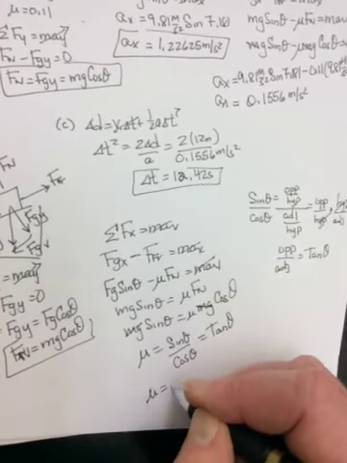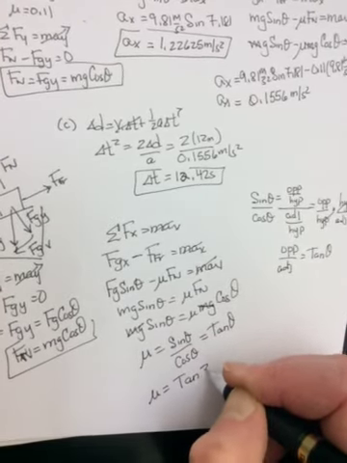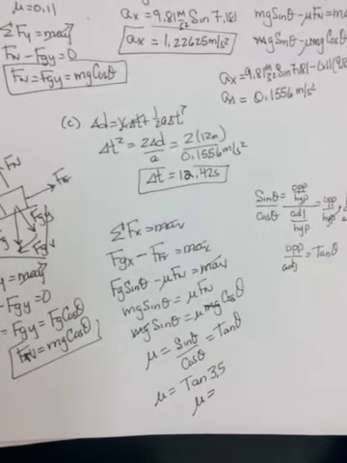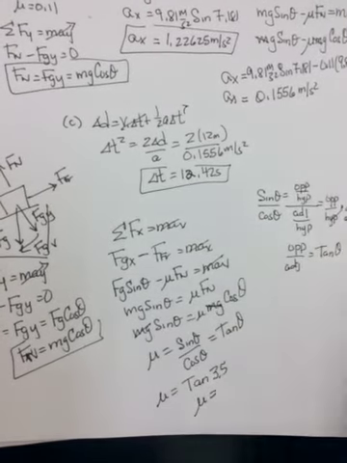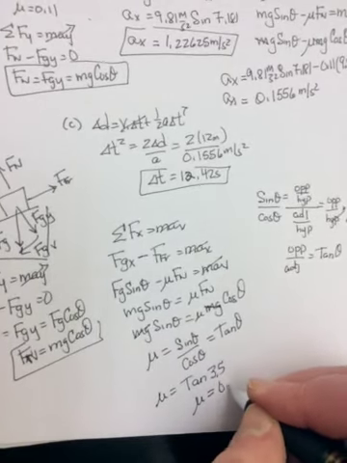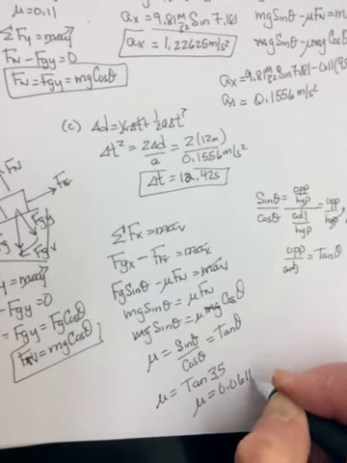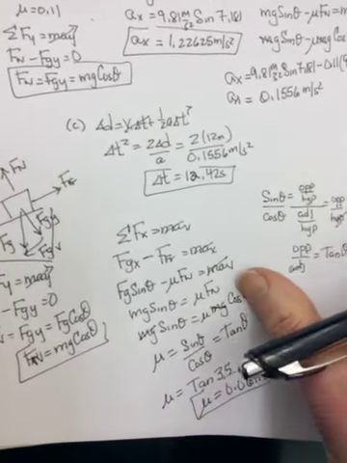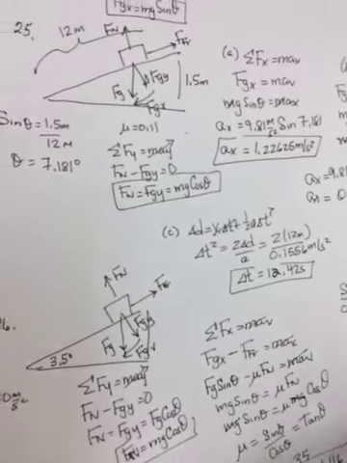So to find mu, you just have to do the tan of 3.5. And when you do, you get mu to be 0.06116. Okay? And that's it for number 26.